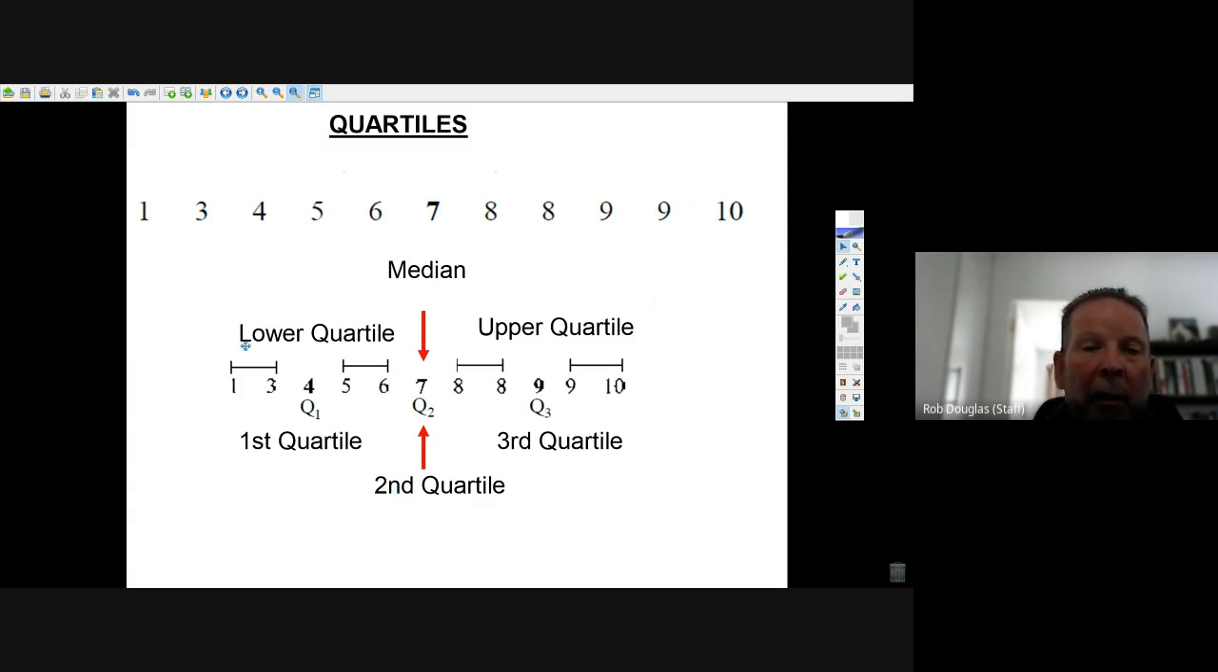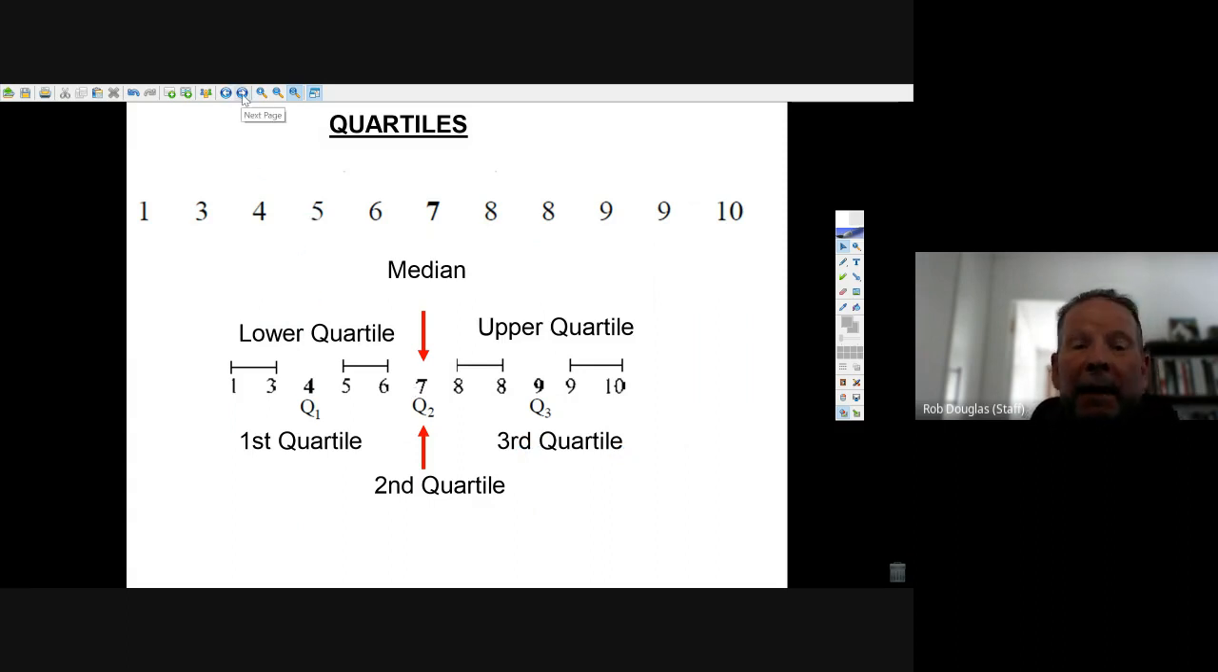Now, the lower quartile is the middle of the bottom half. It's kind of like the first quarter lies below here. If there are 5 numbers, the middle is just 4. So that's your first quartile. And the middle of the top half, well, there are 5 numbers. That number 9 is right in the middle of those 5 numbers, and it's called the third quartile.